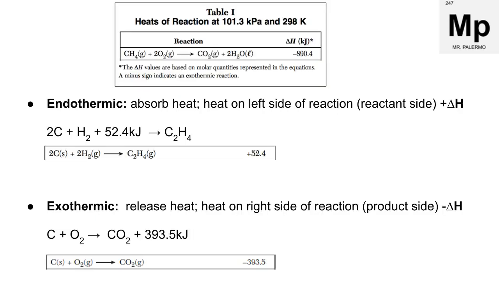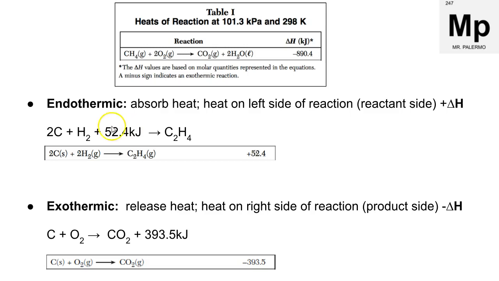In terms of heat and our reactions, we have two terms. We have endothermic and exothermic. And we also have table I, which has the heat of our reactions, the delta H, which tells us if something is endothermic or exothermic. So endothermic is taking in or absorbing heat, and we'll find heat or energy on the left-hand side of a reaction, on the reactant side.